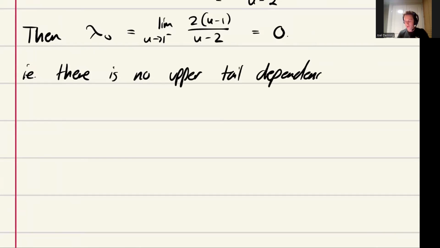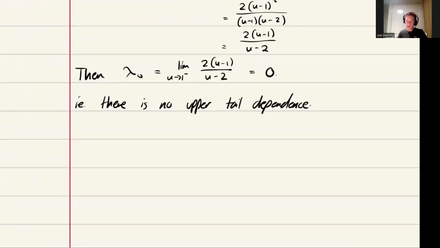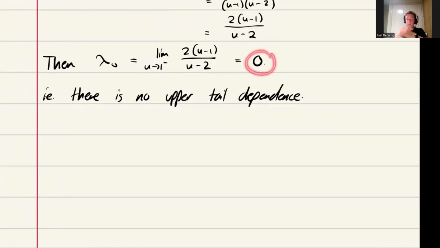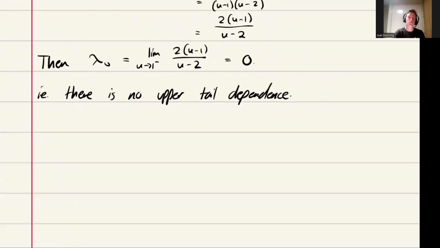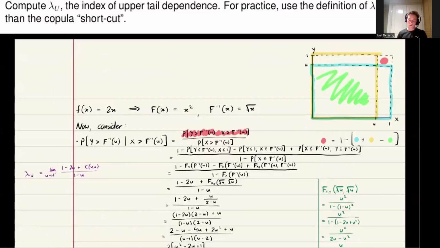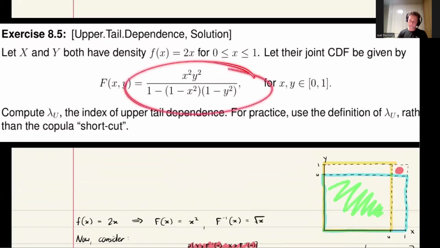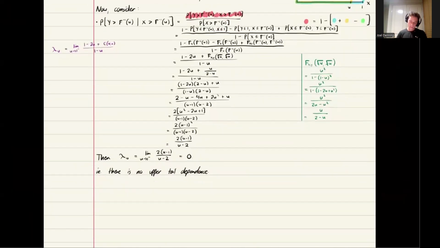Okay, and remember, like all measures of correlation and stuff, if it equals 0, that doesn't necessarily mean that they're independent. It just means that specific measure of dependence is 0. So that it's no upper tail dependence. That doesn't mean they're independent in general. They might still be dependent. Okay. In fact, you could show that since our joint CDF isn't just the product of the marginals, right? That means they're dependent anyway as well. Okay.